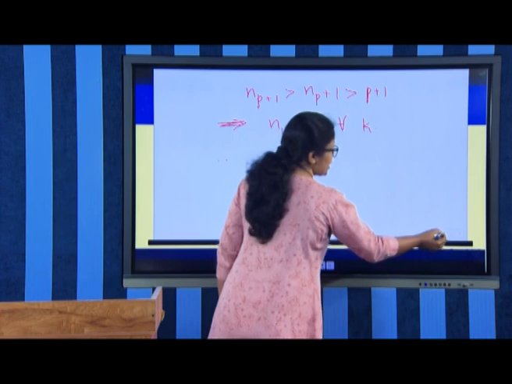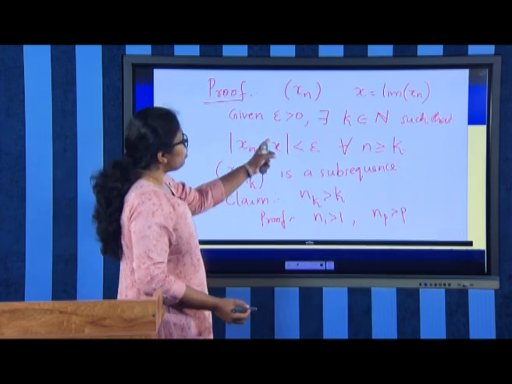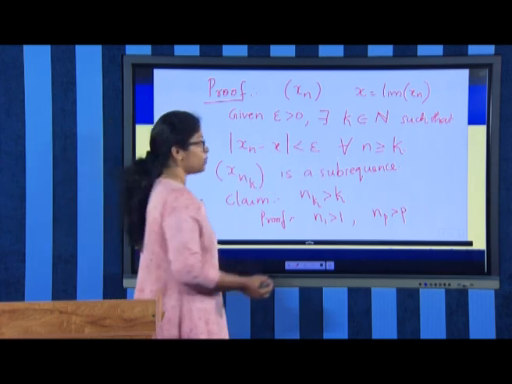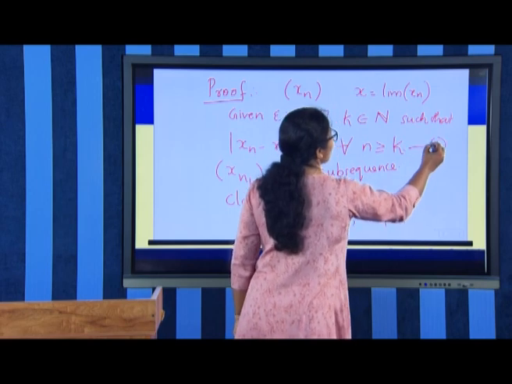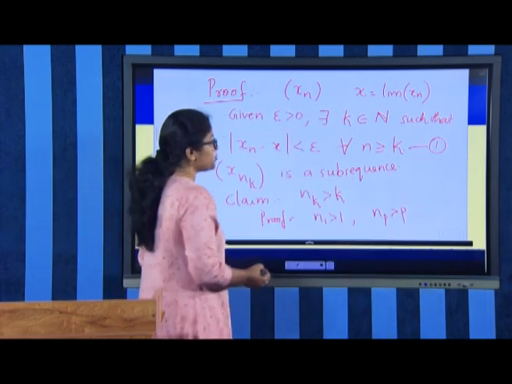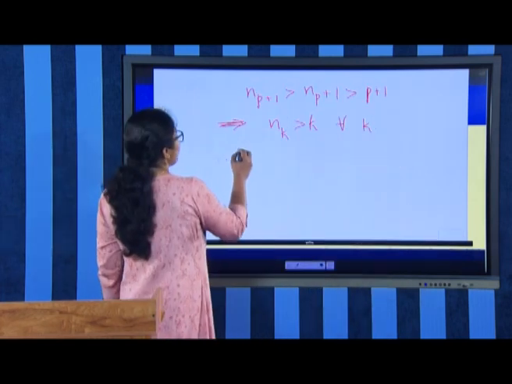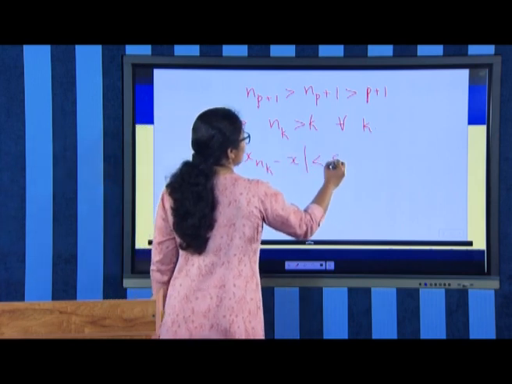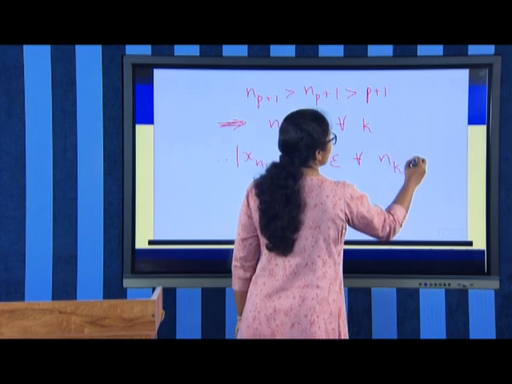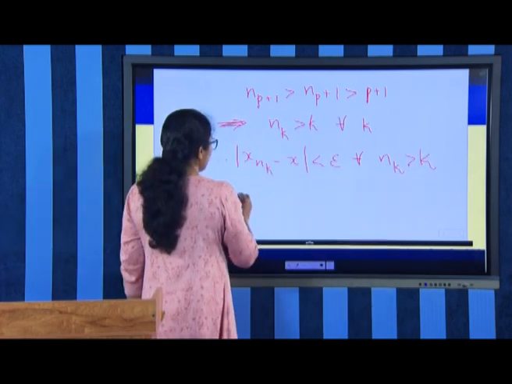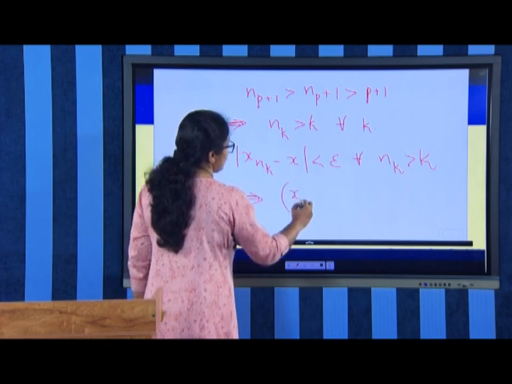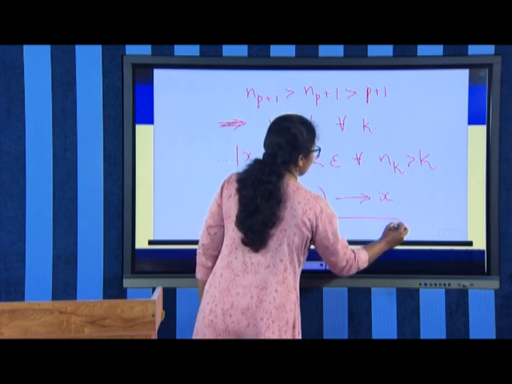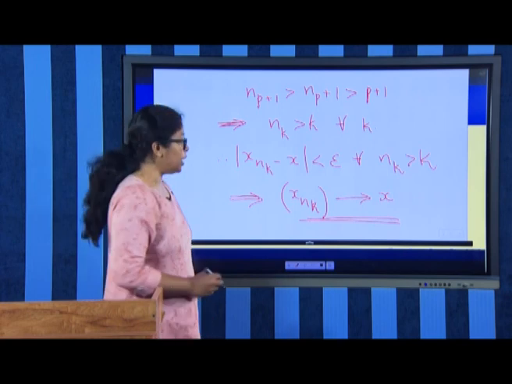Therefore, by our assumption of the limit, modulus of xn minus x is less than epsilon for every n greater than or equal to k, which is valid for nk as well. That is, we can replace xn by modulus of xnk minus x is less than epsilon for every nk greater than k as well, which shows that the subsequence xnk also converges to the same limit x. So that completes the proof of the theorem.